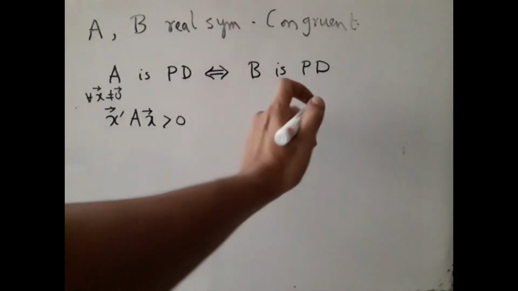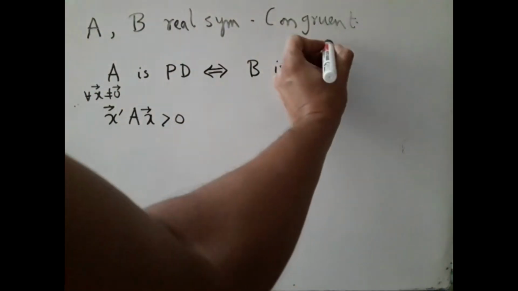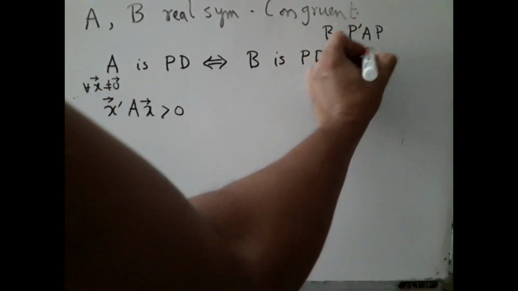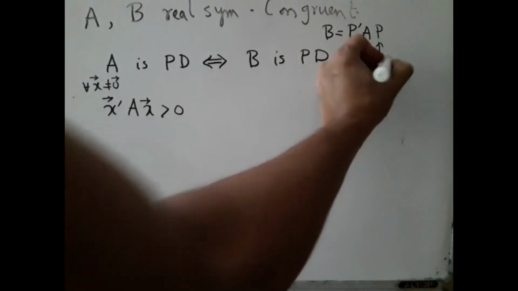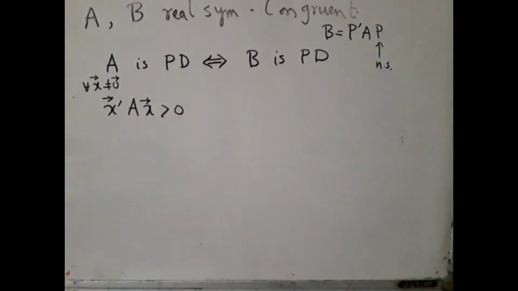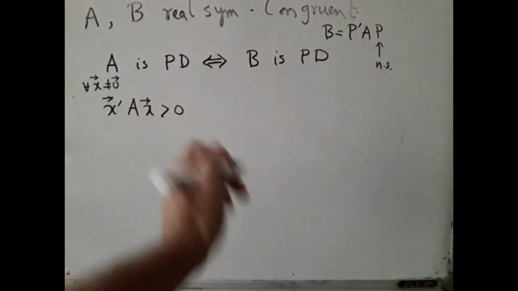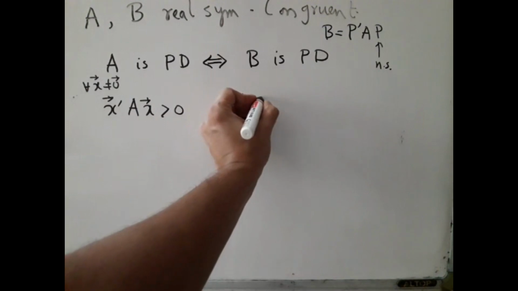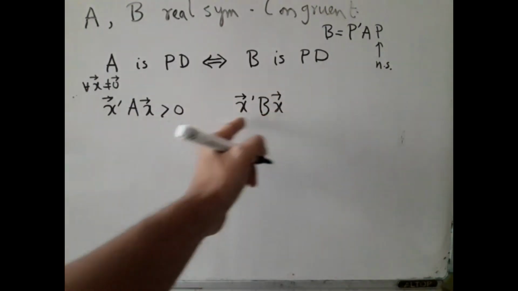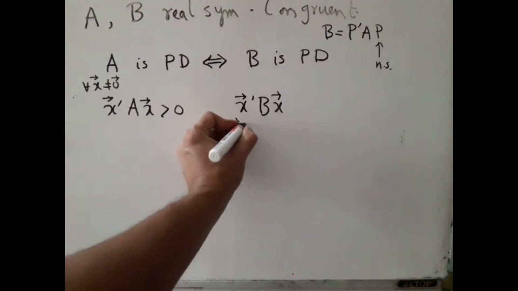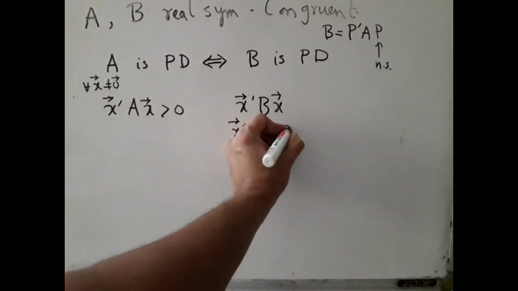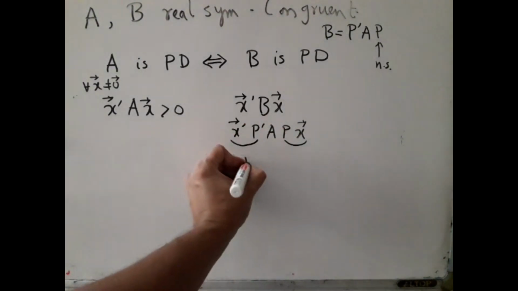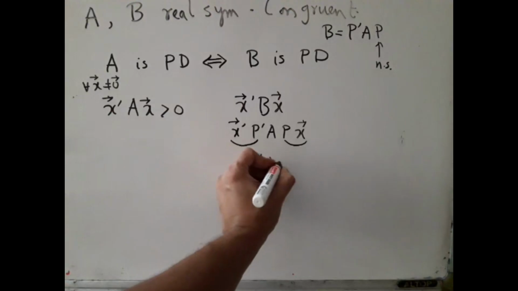Now since B is congruent to A, I can write B as some P transpose AP where P is non-singular. So when I get this condition, I want to show that this also holds. So what I will do is, I will just write X transpose Bx, I want to show this is also strictly positive. This is X transpose P transpose A Px. Just call this Y. So then in that case it will be Y prime A Y.